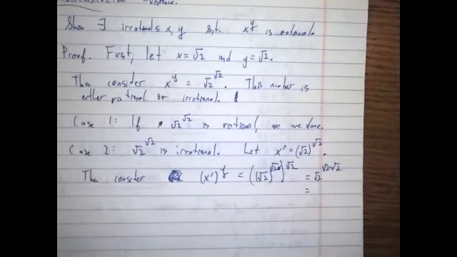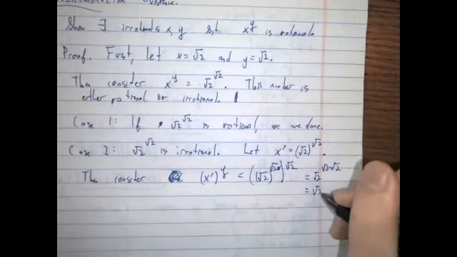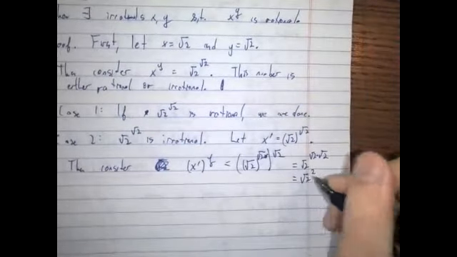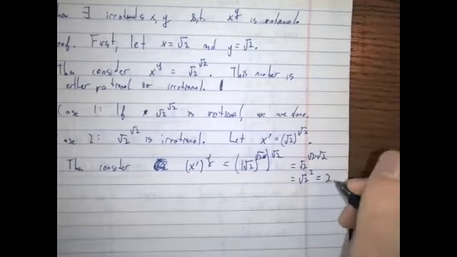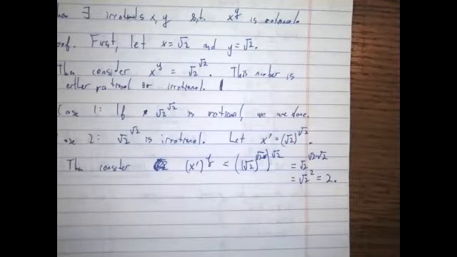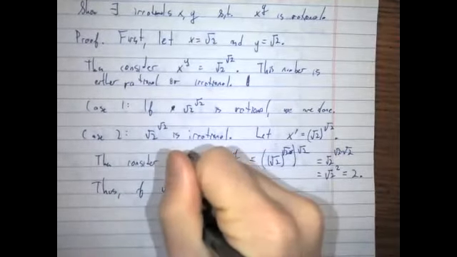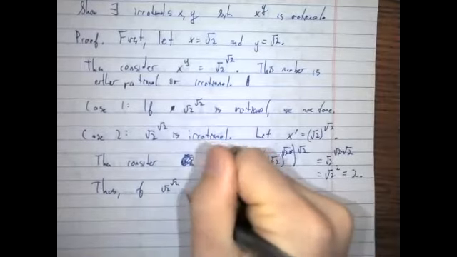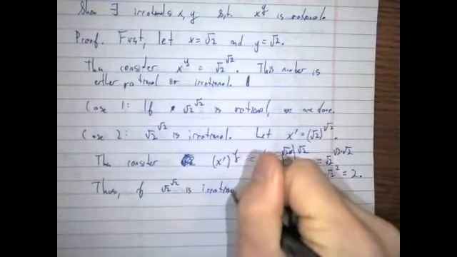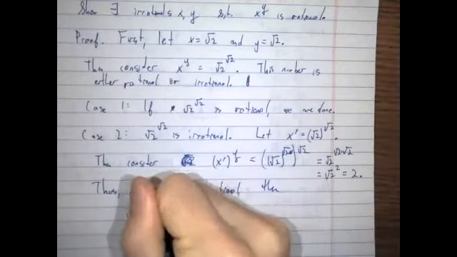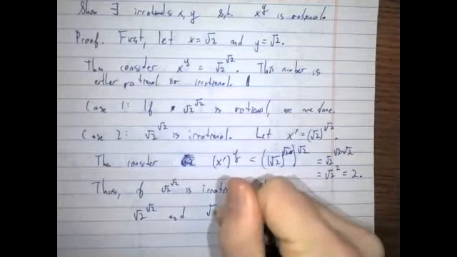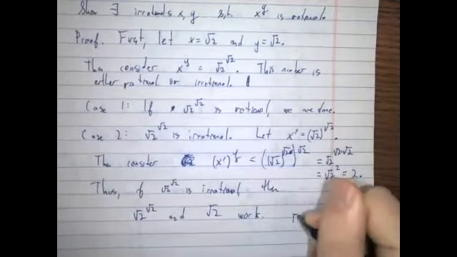What's the product of square root of 2 times square root of 2? 2, perfect. Square root of 2 squared. But this is just the same thing again. Square root of 2 times square root of 2 is equal to 2. Boom. Thus, if square root of 2 to the square root of 2 is irrational, then square root of 2 to the square root of 2 and square root of 2 work. QED.